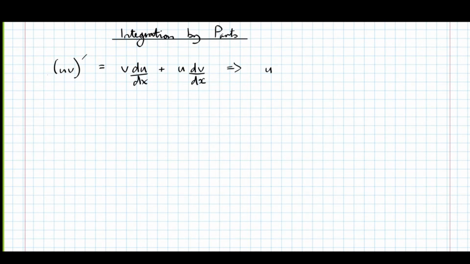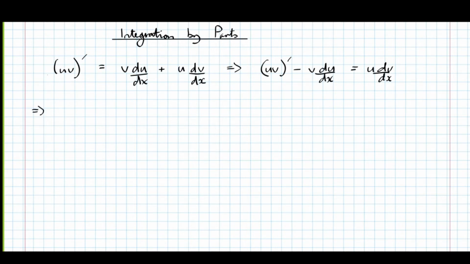which implies uv dash minus v du by dx equals u dv by dx. Again, I don't expect you to have any idea why I'm doing this currently. That will become clear in a minute.